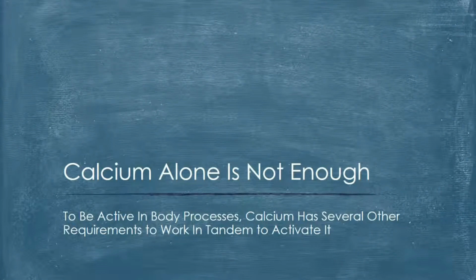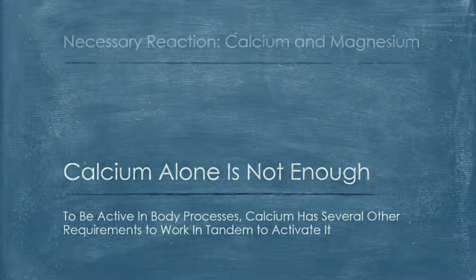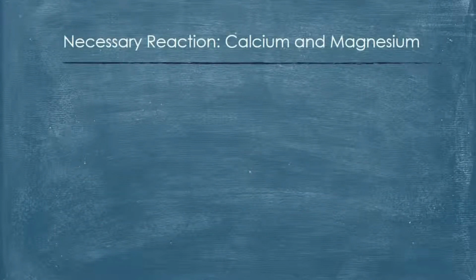Calcium alone is not enough. To be active in body processes, calcium has several other requirements to work in tandem to activate it. Let's take a look. Calcium has a mineral counterpart in magnesium, and there is a necessary reaction between the two for either to be useful. Let's look at some factors about this reaction.